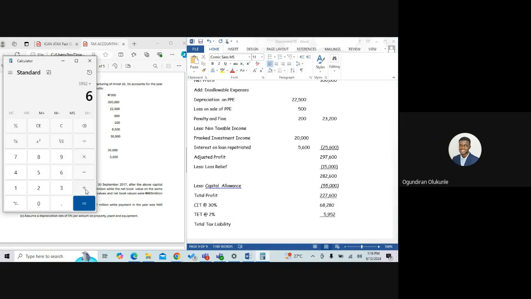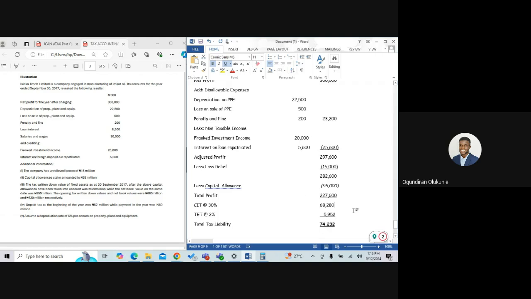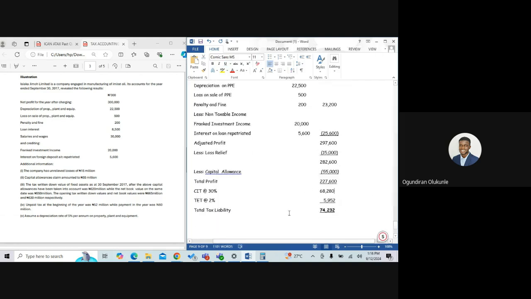68, 74, 282. Right. So that's that about the first part of the question, that we should determine this. In the context of our class, the CIT and TET here will form part of our current tax.